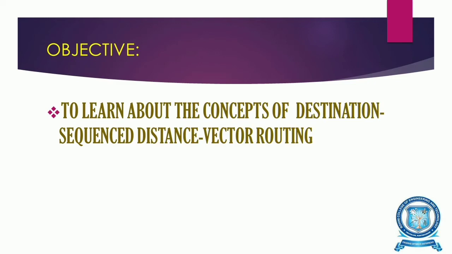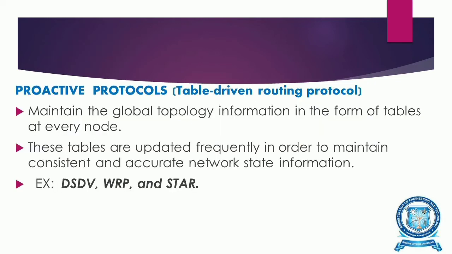So first let us know what are proactive protocols or table driven routing protocols. They maintain the global topology information in the form of tables at every node. Topology is nothing but the arrangement of the mobile devices in the case of ad hoc networks. So each node will be maintaining a table. These tables are updated frequently in order to maintain consistent and accurate network state information. Examples are DSDV, WRP and STAR.